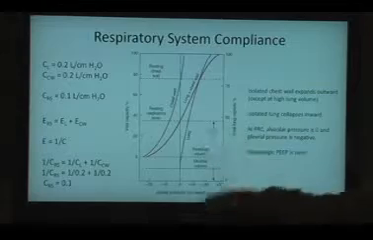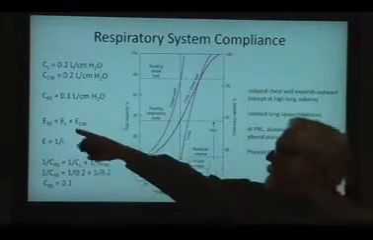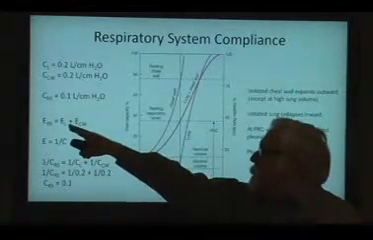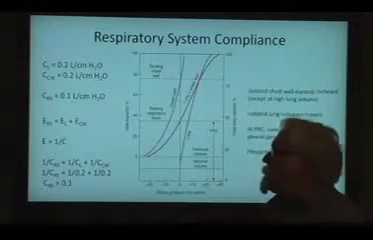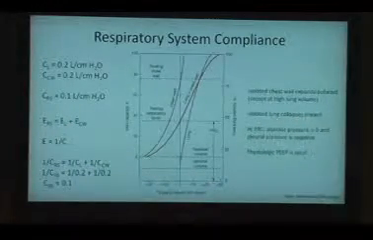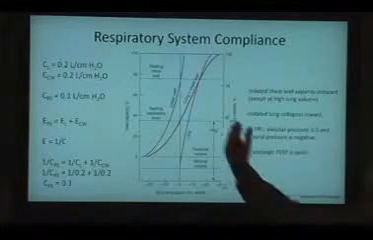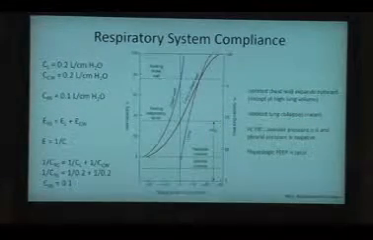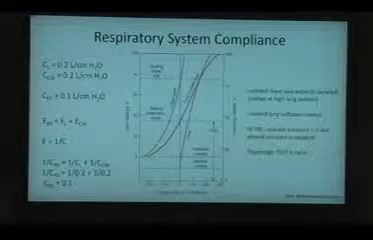And mathematically, you can work through the math, the elastance of the lung plus the chest wall is the respiratory system elastance. And if you go through the math, it also shows that the compliance of the respiratory system is about 100 milliliters per centimeter of water.